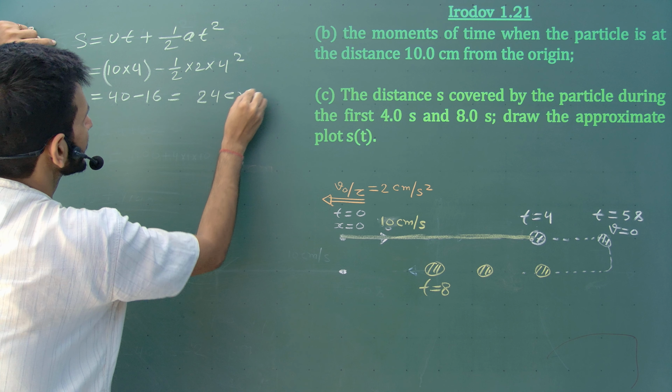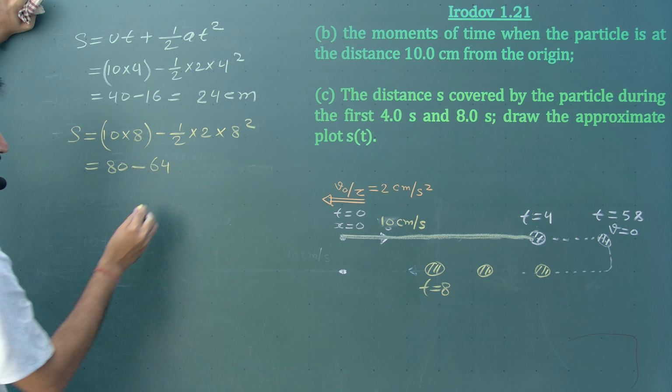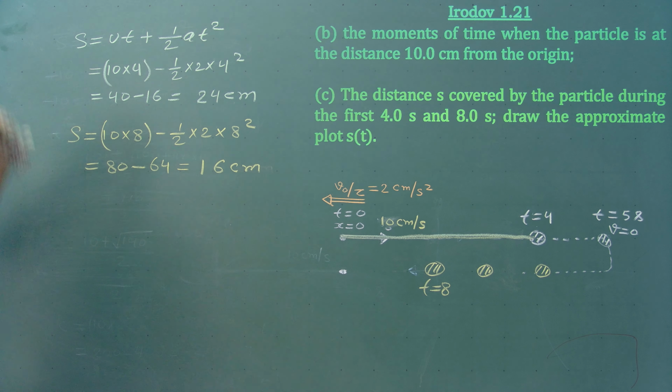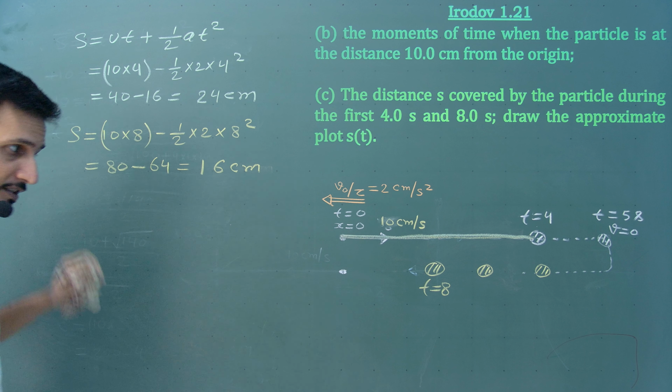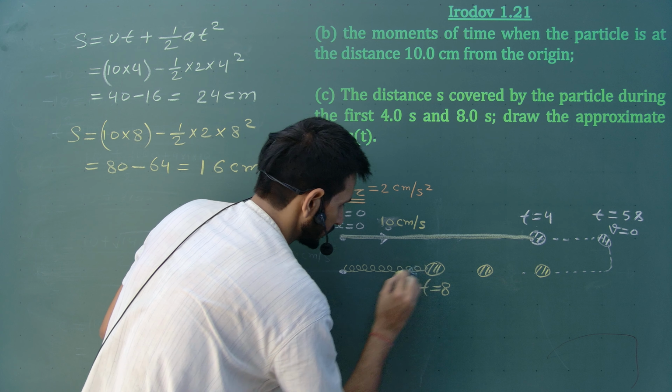Okay. Now at time t equal to 8, when we put t equal to 8 in this formula, what is the value of S? So 10 into 8 minus 1 by 2 into 2 into 8 square. So this is 80 minus 64. So this is 16 centimeter. So this is displacement, not distance. It means this is the value of displacement. So this is 16 centimeter.